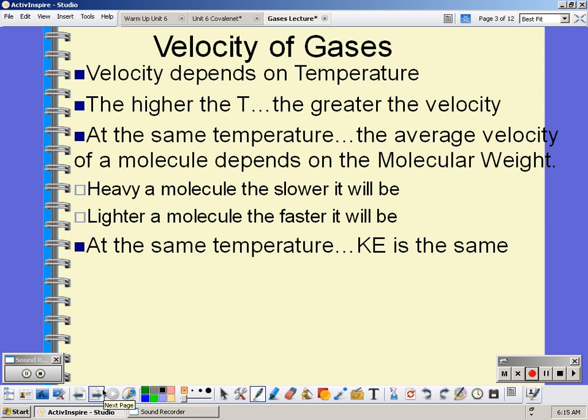How fast the gases are moving depends on temperature. We already said that it was directly related to kinetic energy. The higher the temperature, the greater the velocity. At the same temperature, the average velocity of a molecule depends on the molecular weight. A heavy molecule will be slower, and a lighter molecule will move faster. At the same temperature, though, they have the same kinetic energy.